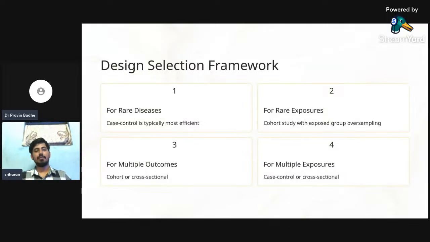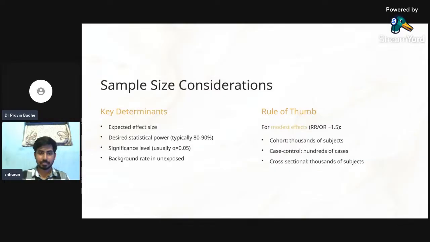And the design selection framework. As I previously said, while we are studying a rare disease, we go with case control. For a rare exposure, go with the cohort study. For multiple outcomes, go with cohort, or otherwise go with the cross-sectional study. For multiple exposures, go with case control, or otherwise go with cross-sectional study. These are the selection framework. Based upon the disease characteristic, you select the framework of your study design.